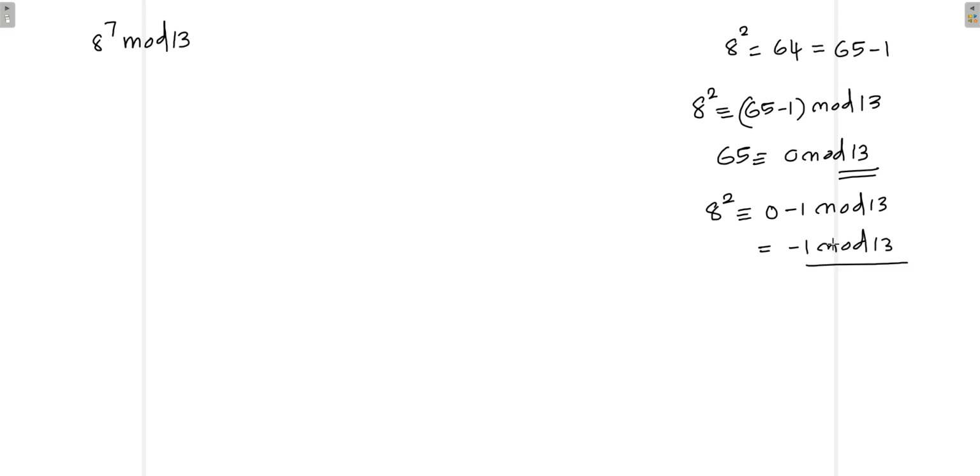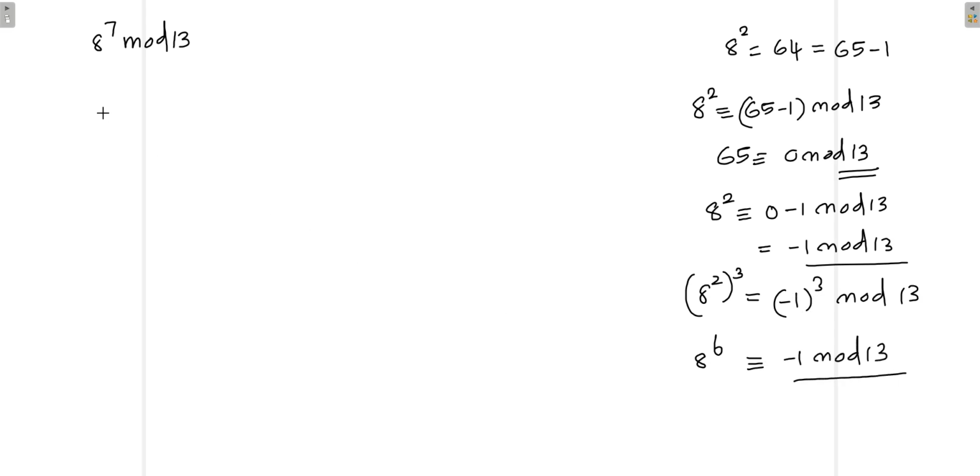Okay, now നമുക്ക് 8 raised to 7 ആണ്. So 8 square the whole cube എടുത്തു. 8 square the whole cube is actually minus 1 the whole cube mod 13 എന്ന് കിട്ടും. So this is 8 raised to 6 congruent to minus 1 the whole cube, which is minus 1 mod 13 എന്ന് കിട്ടും. So 8 raised to 6 congruent to minus 1 mod 13 എന്ന് തന്നെ കിട്ടും.